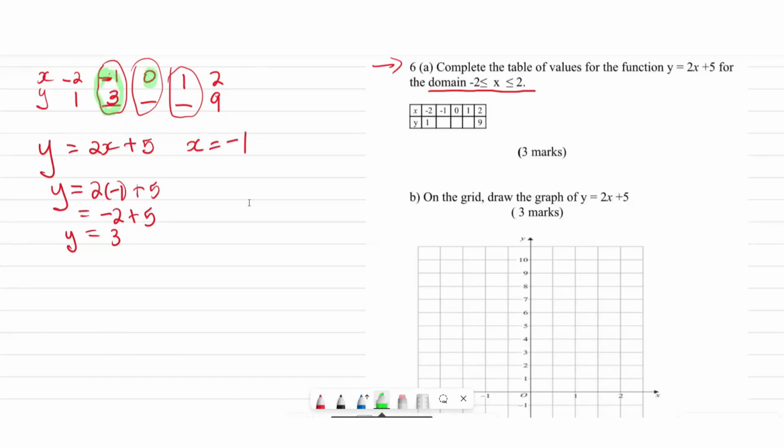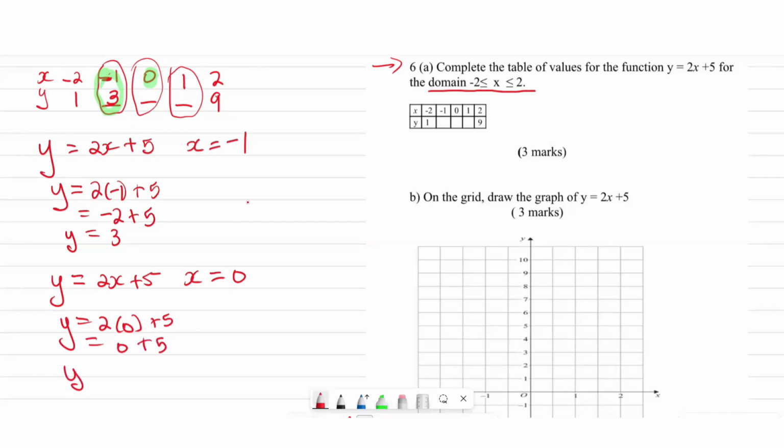So we just did this one here. Let's focus on when x is actually 0. So y is equal to 2x plus 5. But remember, this time x is equal to 0. We're going to put 0 where x is. So y is equal to 2 times 0 plus 5. Anything times 0 is a 0. So this part is a 0 plus 5. So basically, y is equal to 5. So it means that we're going to put 5 underneath that 0.